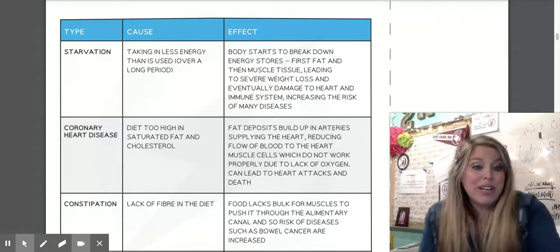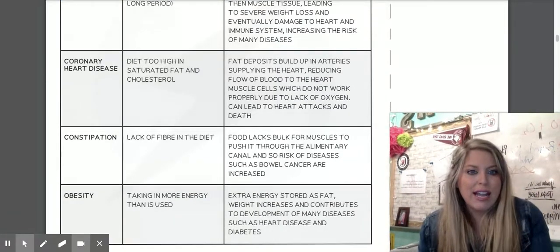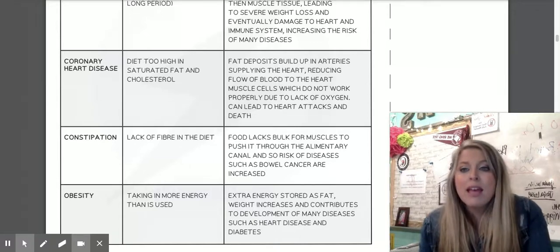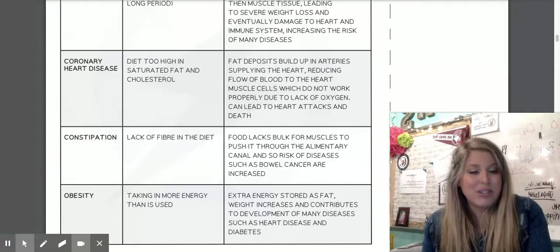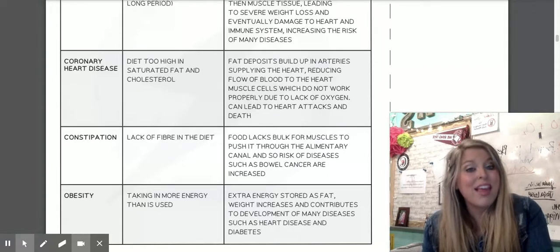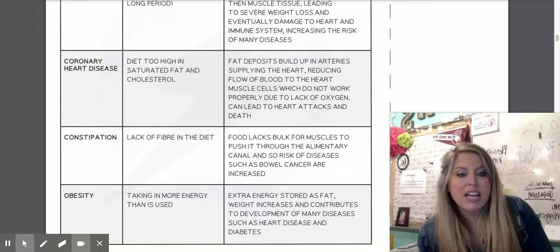Then we can move on to coronary heart disease. We will revisit this a little bit more in Unit 9, which covers human transport, dealing with the circulatory system. But coronary heart disease is caused from a diet that is too high in saturated fat and cholesterol. Now, this is something as Americans we see a lot more of because our diets are typically very unhealthy.